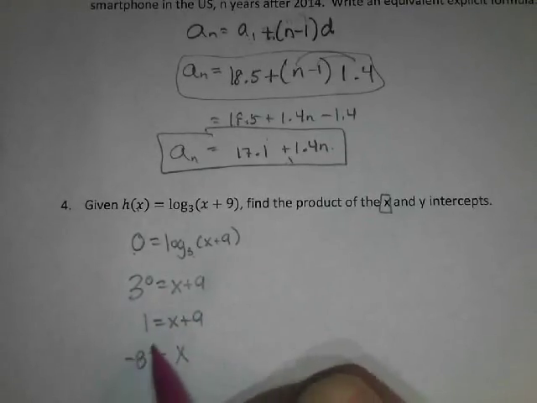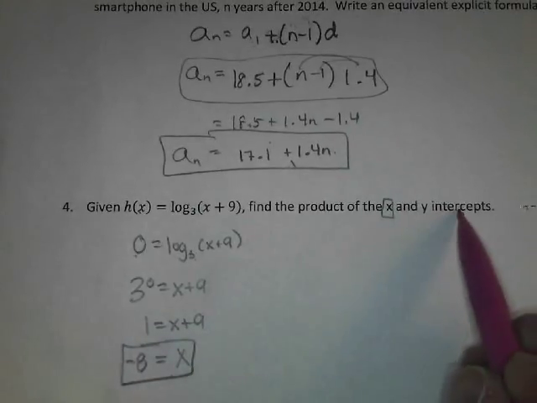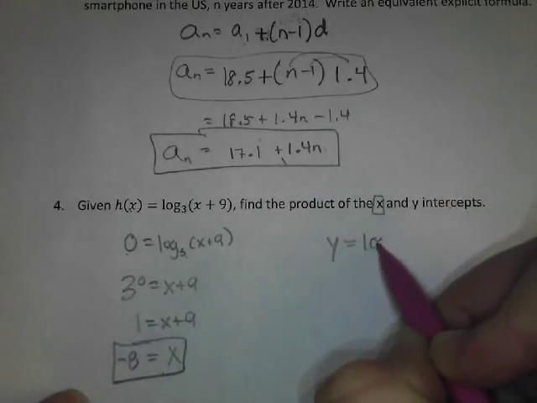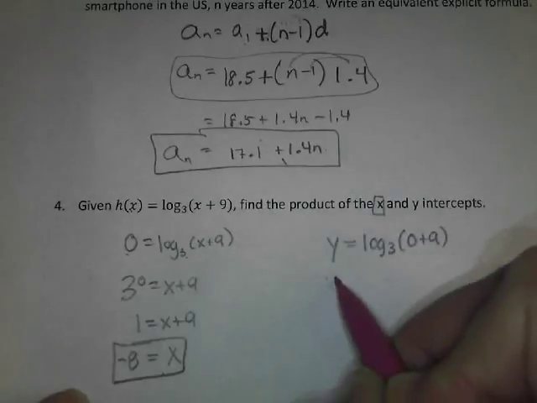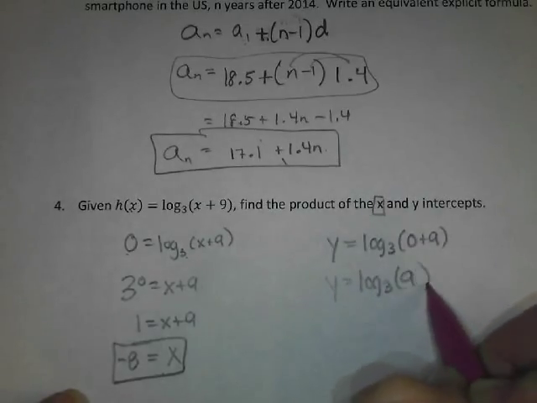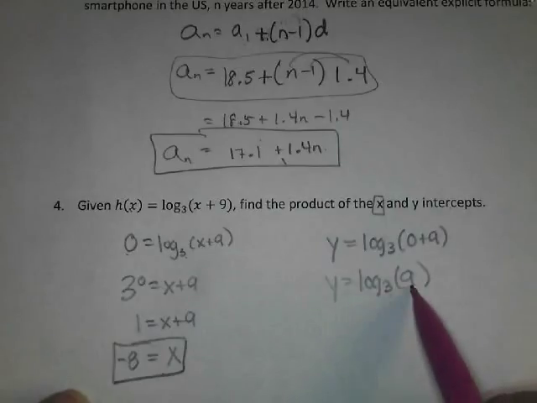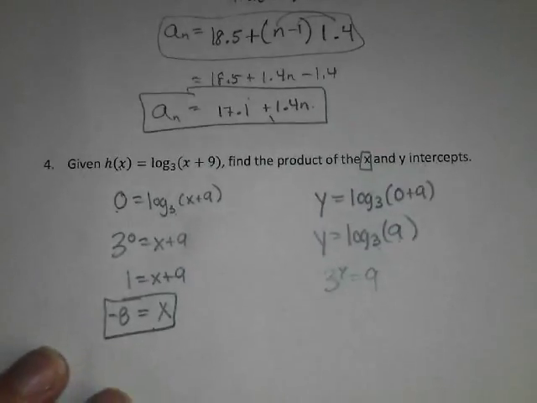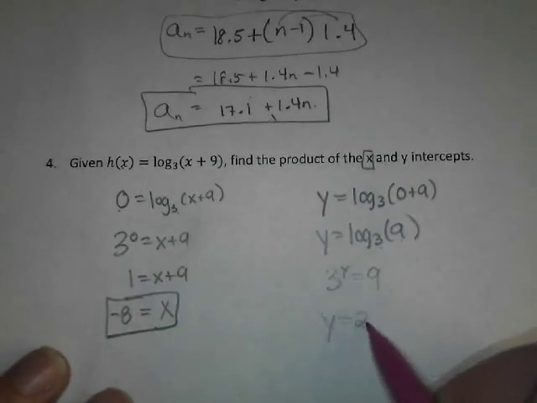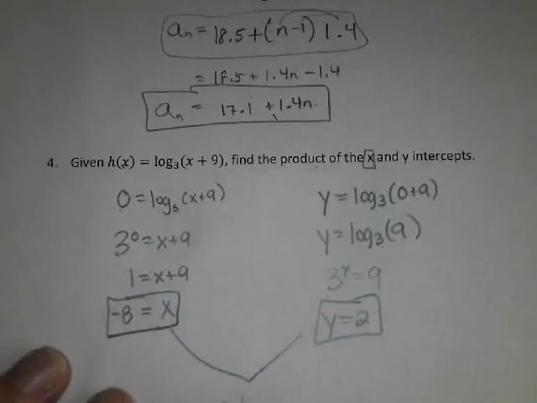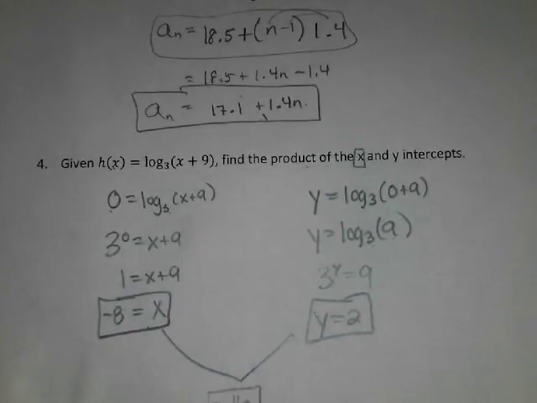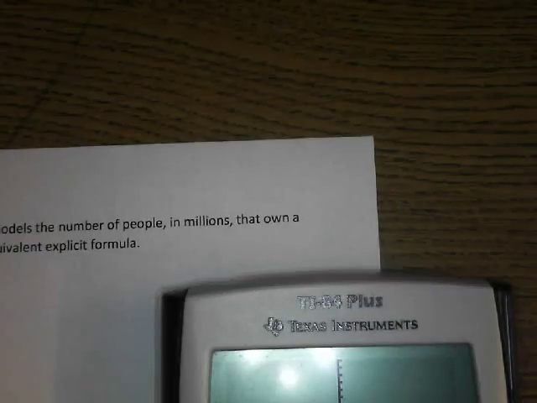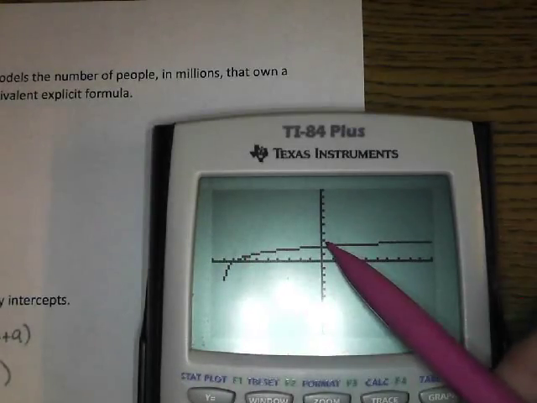How do you find a y-intercept? Set x equal to 0. So this will be y equals log base 3 of 0 plus 9. Y equals log base 3 of 9. And then 3 to what power gives you 9? Like, 3 to the y gives you 9. What's y? 2. So the product of those is negative 16. Yes? Okay. Now if you could look at your graph and pull the x-intercept and pull the y-intercept, it didn't look like it was a whole number to me, but apparently it is. If you could pull those, fine.